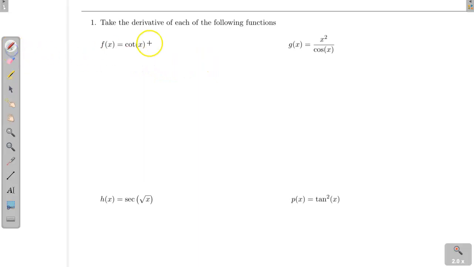Cotangent of x, all right, that's just a trig function. I just know its derivative is negative cosecant squared. That's literally just like a flashcard thing. Nothing fancy happening there. You just have to know the derivative of cotangent is negative cosecant squared.